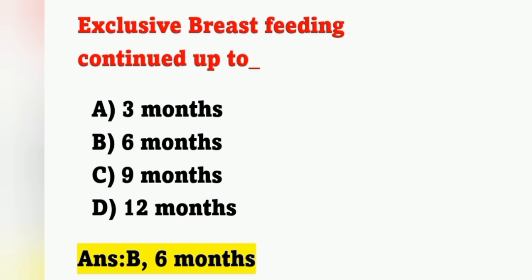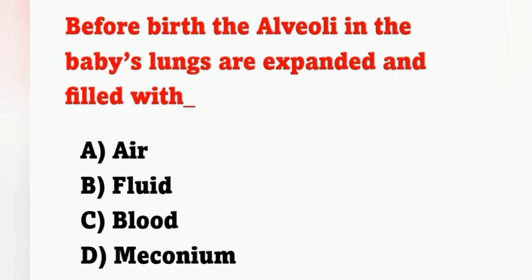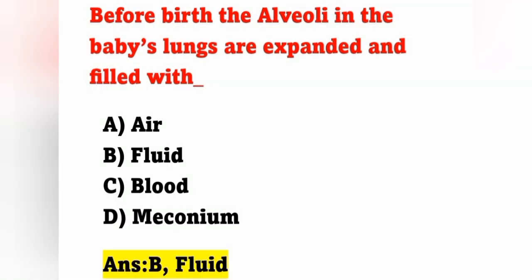And the next question. Before birth, the alveoli in the baby's lung are expanded and filled with. Options: option A air, option B fluid, option C blood, option D meconium. And the correct answer is option B fluid. So before the birth of a baby, the lung alveoli are expanded and filled with fluid. Okay, option B is the correct answer.